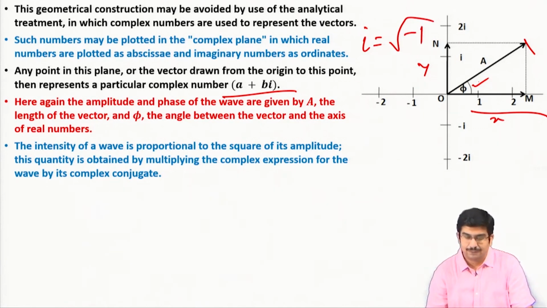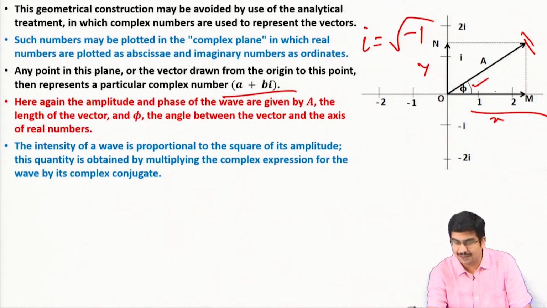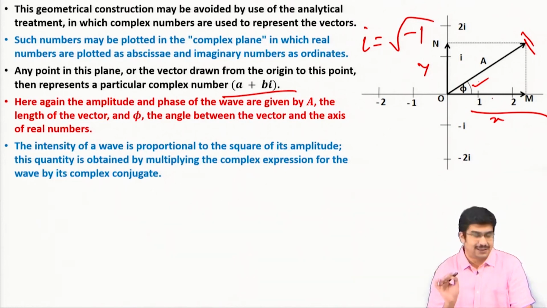So, in this complex plane, if we express any of these waves, the amplitude is again just like vectors, represented by this length, and the angle with the abscissa, this x axis, is the phase angle, that is it.